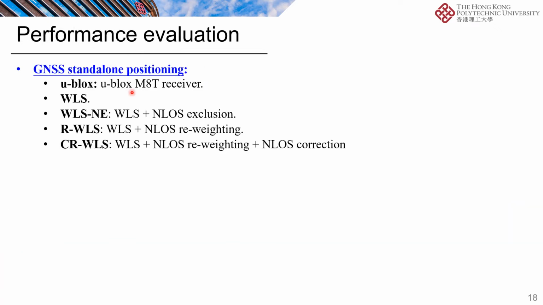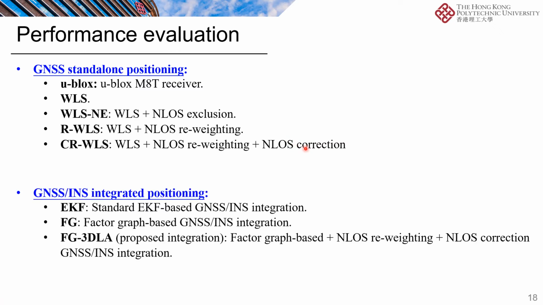We evaluate first the GNSS standalone positioning based on the receiver: weighted least squares plus the NLOS exclusion, weighted least squares plus the NLOS reweighting, and weighted least squares plus the NLOS reweighting and NLOS correction. Then we evaluate the integration performance. The first one is the EKF, and the second is the factor graph optimization. The last one is the factor graph optimization plus the proposed reweighting and correction.